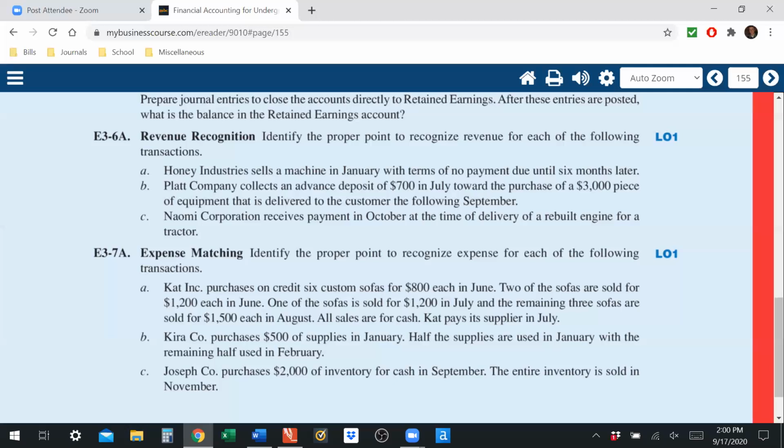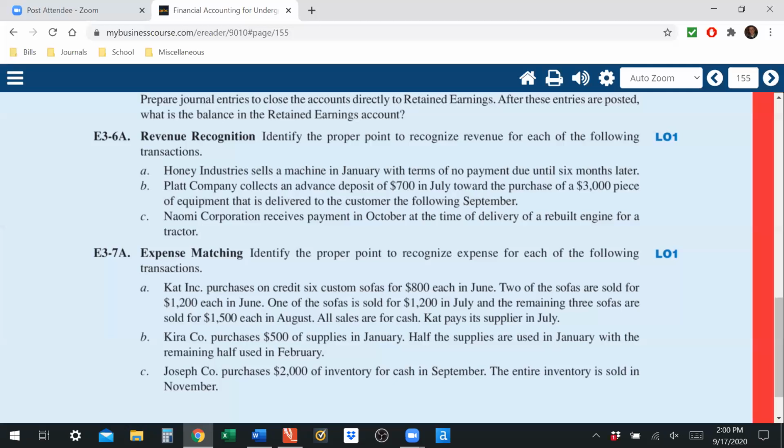B, Platt Company collects an advance deposit of $700 in July from a customer toward the purchase of a $3,000 piece of equipment that Platt will deliver to the customer the following September. When does Platt recognize revenue? In July, when they collect a down payment from the customer, or in September when they actually deliver the equipment to the customer? September, right. You guys are getting it.